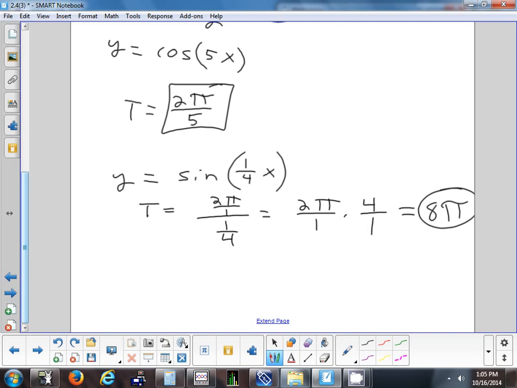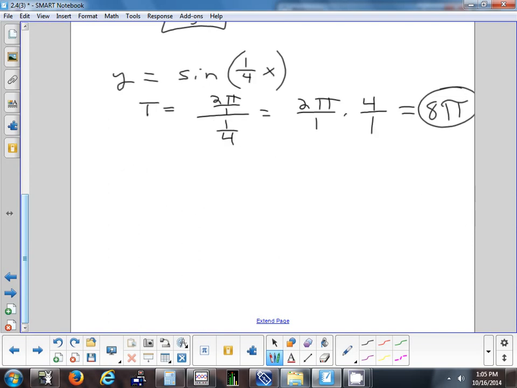Okay, and that's how you find the period. What if I gave you 3 sine 2x plus pi minus 5? Okay, I'm not going to have you graph one like that, but I might give you one like that and I'll say what's the period.